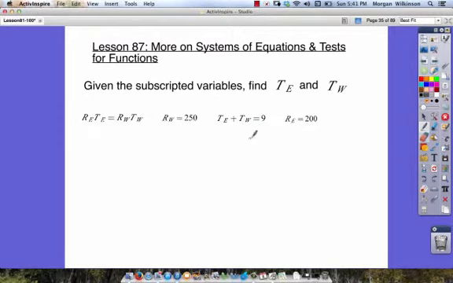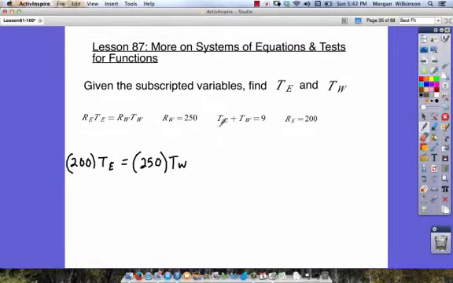Now we're going to solve this problem the same way we've solved them in the past. Let's substitute the values that we know in. We know R sub W is 250, so let's substitute that in for R sub W. We'll multiply that times T sub W, and it's all going to equal, well, we know R sub E is 200, so we're going to get 200, and then we have T sub E. Now this problem is slightly different because we now have two unknowns in one equation. So somehow we need to replace one of these two unknowns with something that we do know.